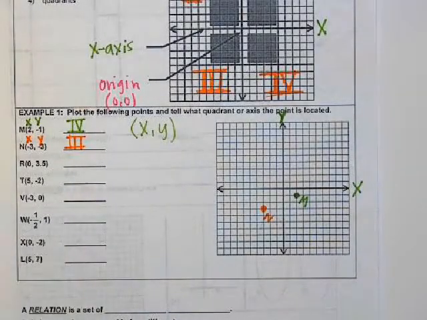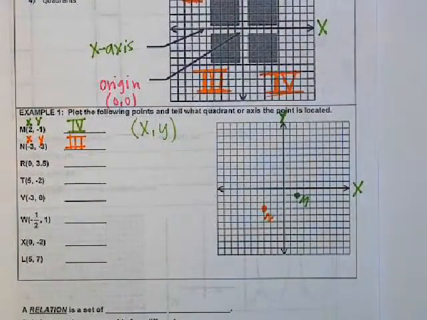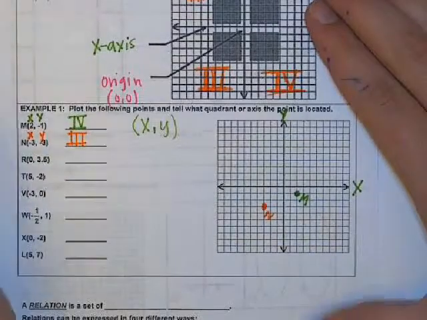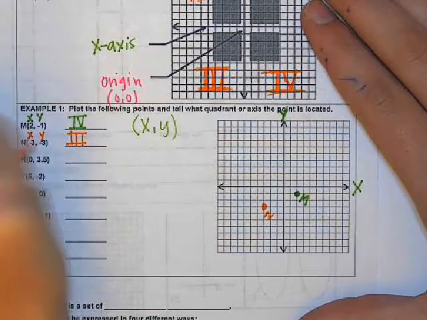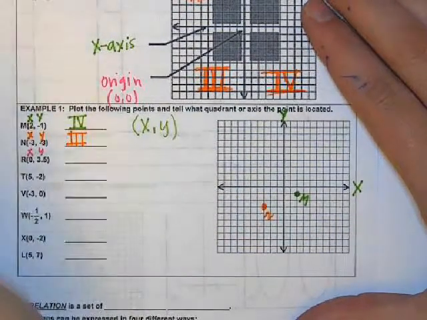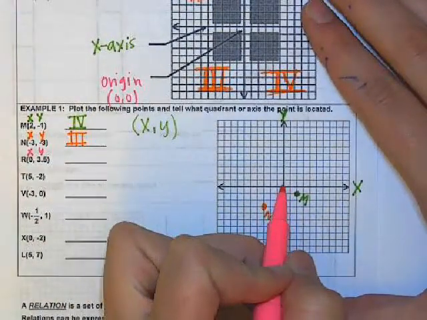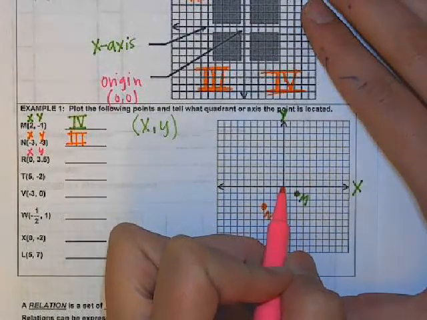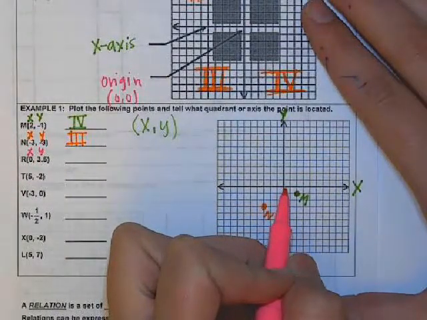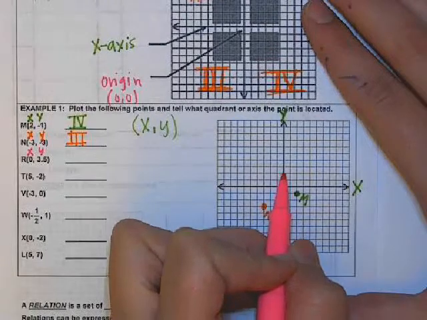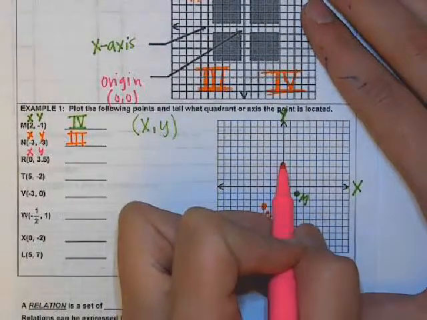Okay, what's different about R? It has a point. It's got a half. Okay, so it's going to be between two lines. All right? I'm going to label my X and my Y. So my X is 0. Am I going to move? No. And then Y is positive 3.5. So I'm going to go up 3 and then halfway to the next one.